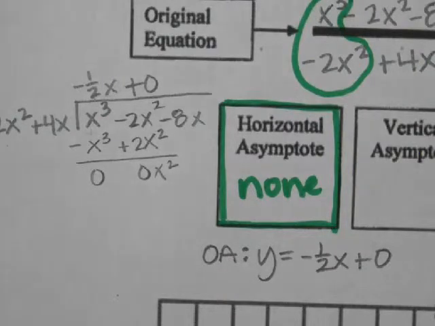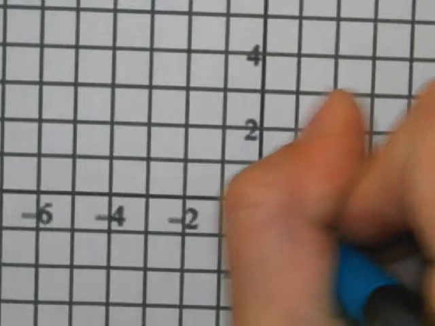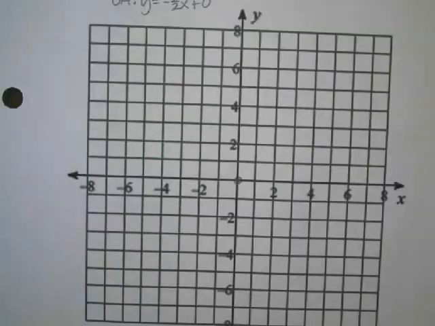Do you guys want to draw this stuff as we go, or do you want to wait till the very end? As we go? Okay, so we can go ahead and draw that slant asymptote. We have a y-intercept of 0 and a slope of down 1, right 2. So on here, I've got y-intercept of 0, and then I'm going to go down 1, right 2, down 1, right 2.